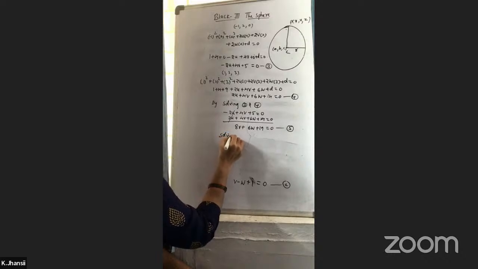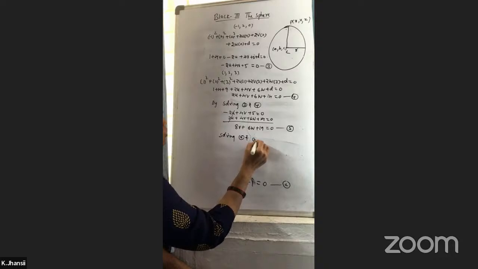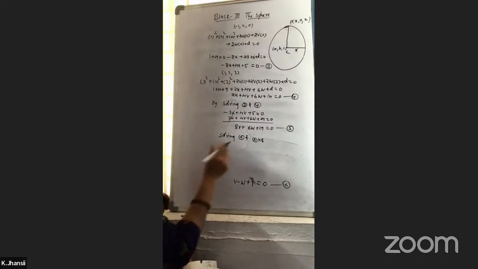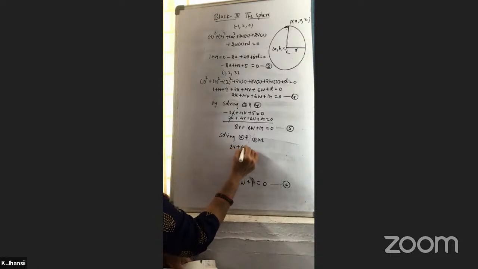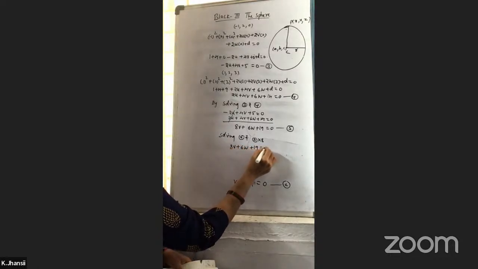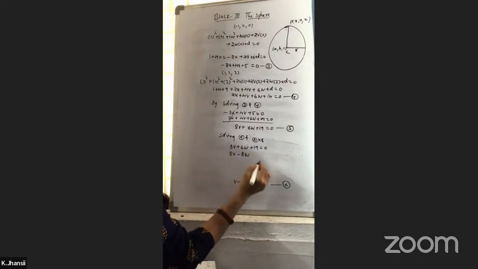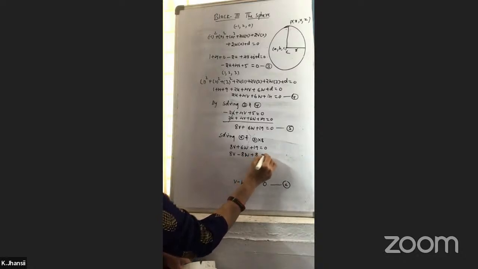Solving 5 and 2 into 8 here. Okay. So 8v plus 6w plus 19 is equal to 0. And here it is 8v minus 8w plus 8 is equal to 0.